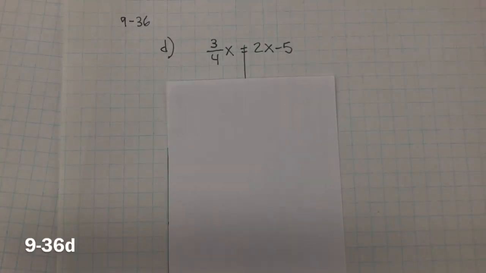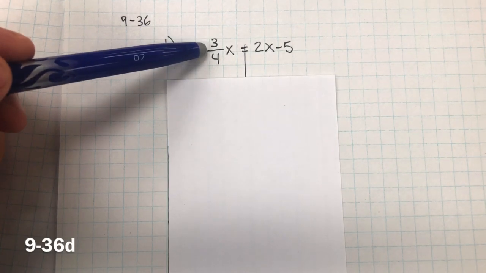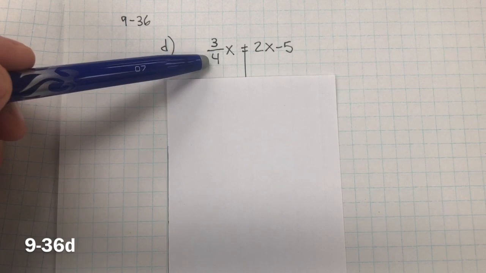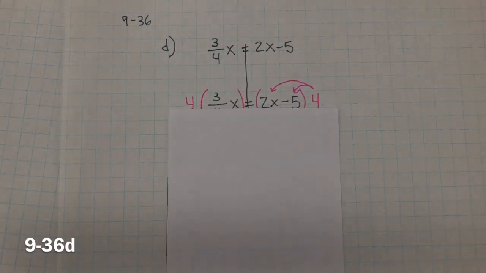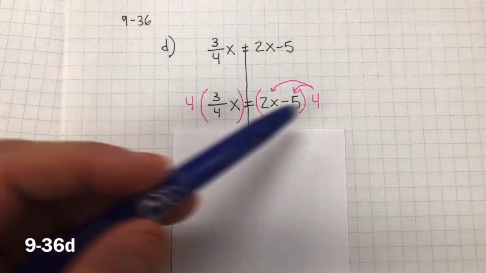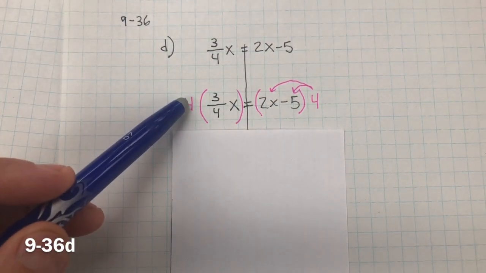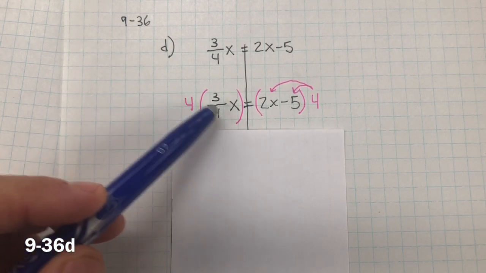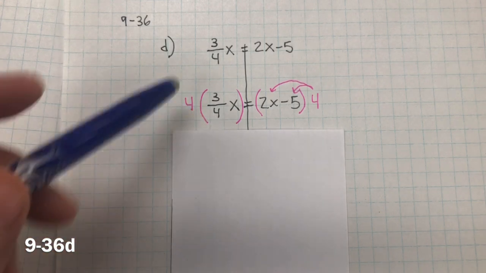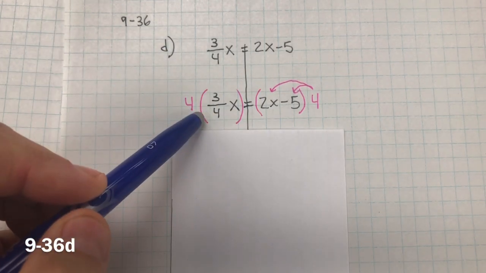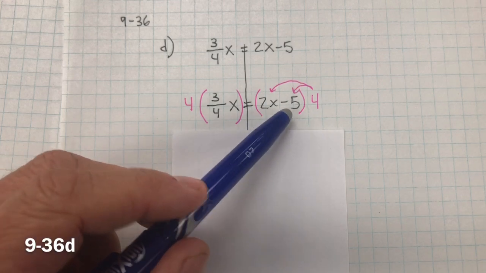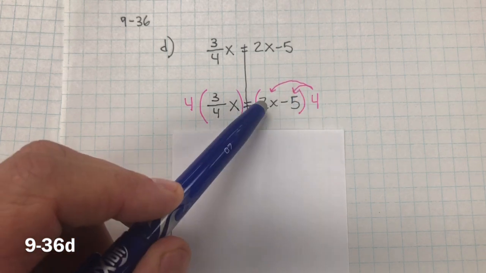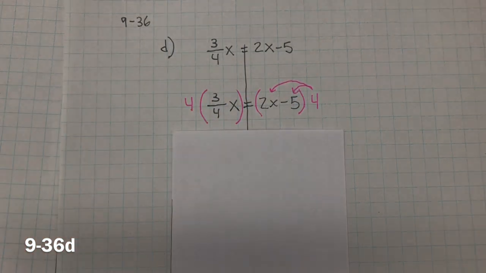For 936D, we have a fraction in the equation, and I'm going to use the fraction buster method to eliminate this 4 in the denominator. And I'm going to go ahead and do that by multiplying both sides by 4. Because when I multiply this by 4, 4 divided by 4 is 1. So it eliminates the denominator. But remember, what you do to one side, you have to do to the other side. And a common mistake is only to do it to one term, but you have to do it to all terms on the other side.